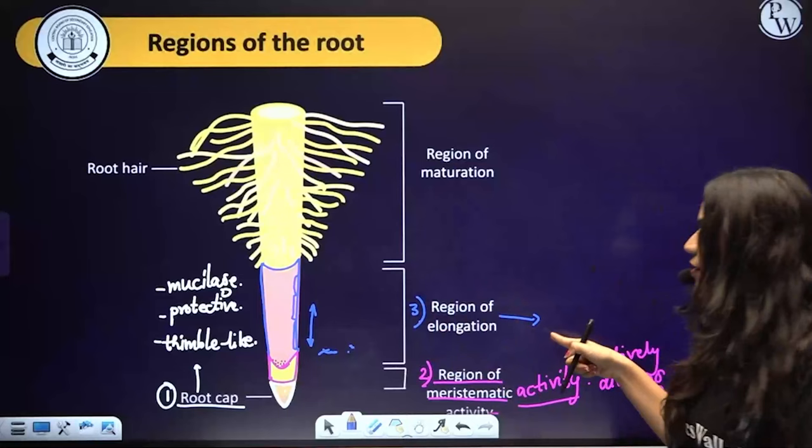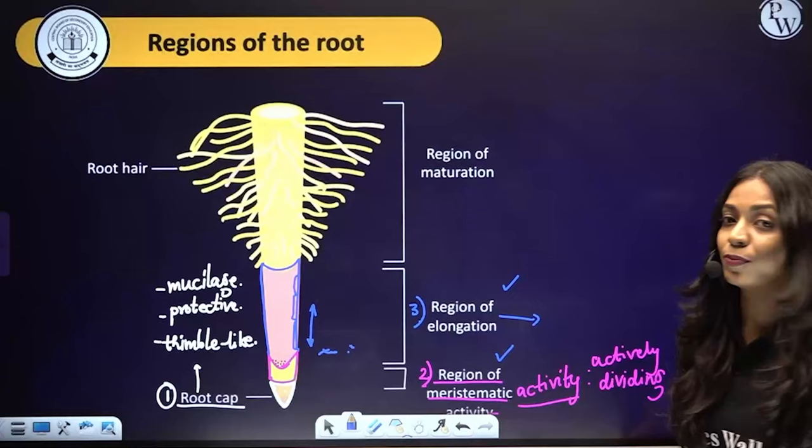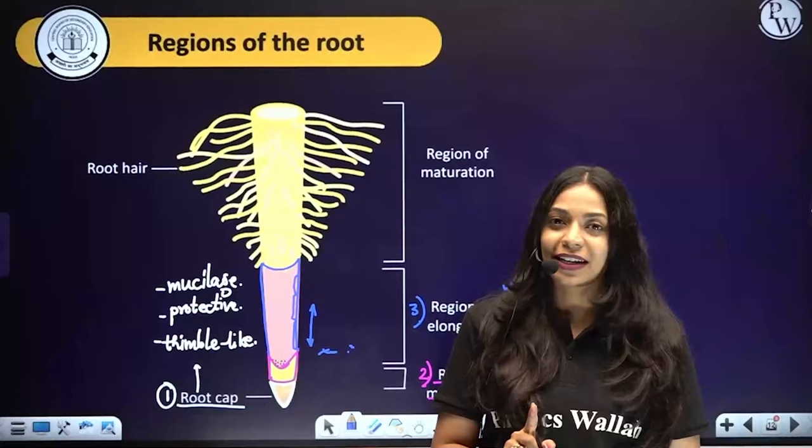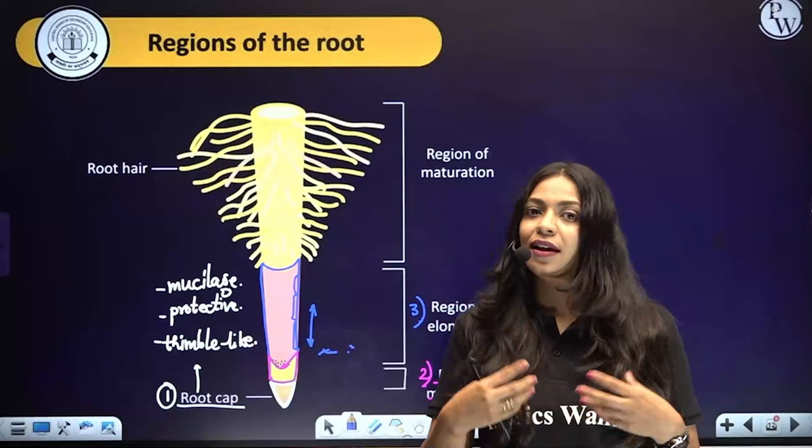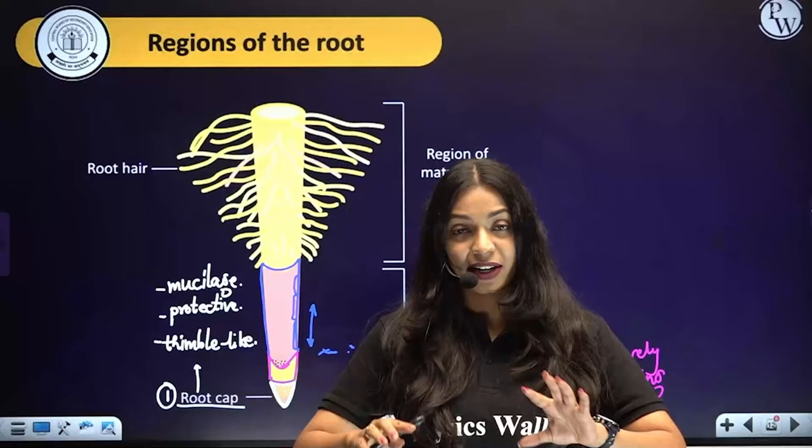Now, both region of elongation as well as region of meristematic activity will contribute to the growth of the root. What happens in the region of meristematic activity? Cells are constantly dividing. They will increase the number of cells and contribute to the growth. Whereas in the region of elongation, the cells will stop dividing. They're not increasing in number.